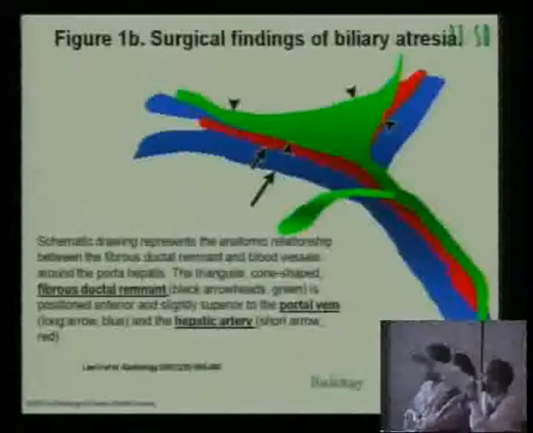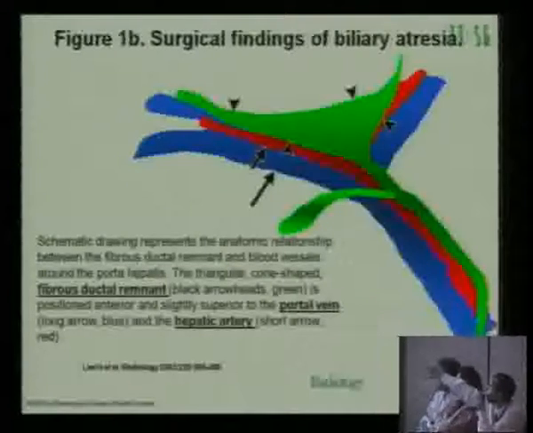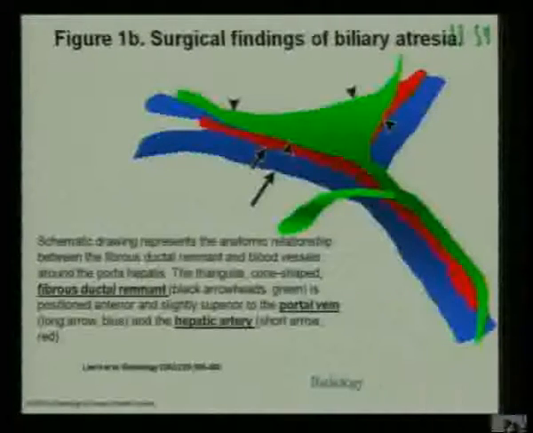Now this is a schematic diagram. The blue one is the portal vein, the red is the hepatic artery. So how we define the surgery is we do a wider excision, wider transection. As we go towards the porta, we like to go well lateral. On the right side, we go as far as the anterior branch of the right hepatic artery. On the left side, up to the umbilical point of the left portal vein.